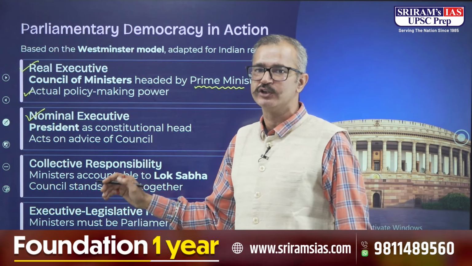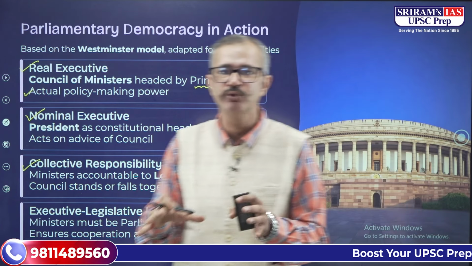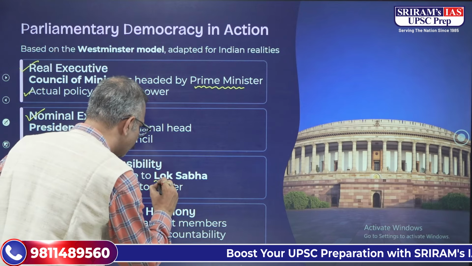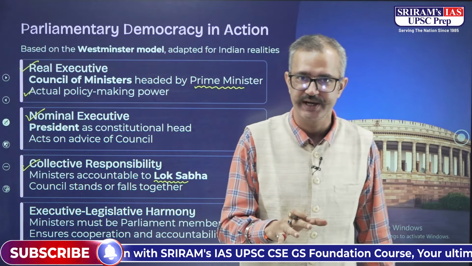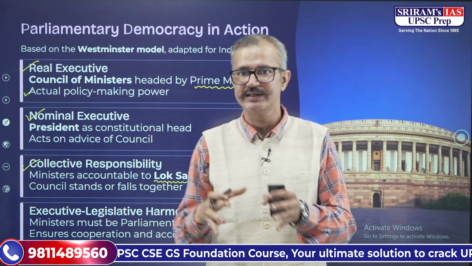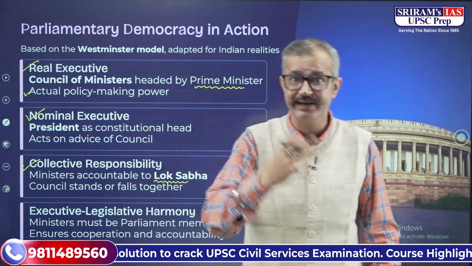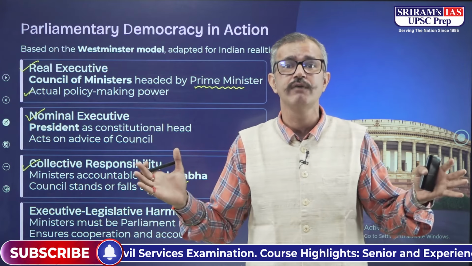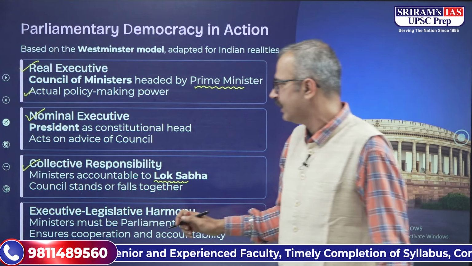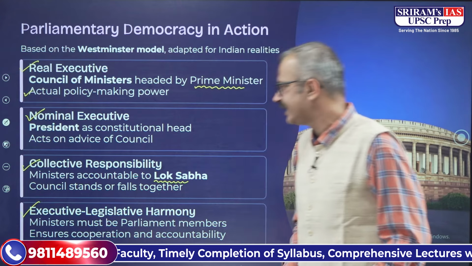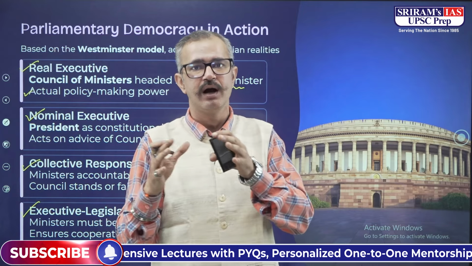Then there is a collective responsibility of all the ministers. The ministers are accountable to the Lok Sabha, the House of the People. The council stands together or falls together. Even if a censure motion against a single minister gets passed, the whole ministry has to resign. So the council stands or falls together, and there is executive-legislative harmony, which is the difference between the presidential and the parliamentary form of government.